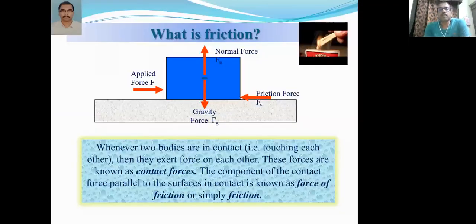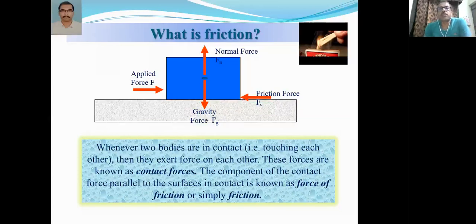Now, what is friction? Whenever two bodies are in contact, that is touching each other, then they exert force on each other. These forces are known as contact forces, and the component of the contact force, which is parallel to the surfaces in contact, is known as force of friction or simply friction.